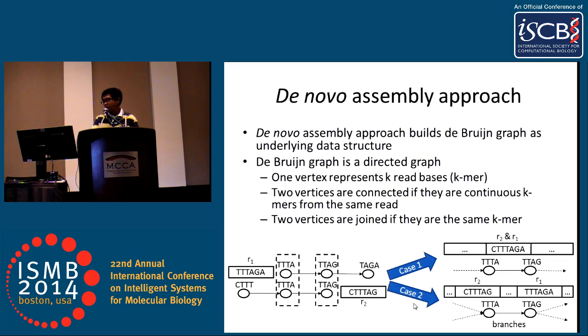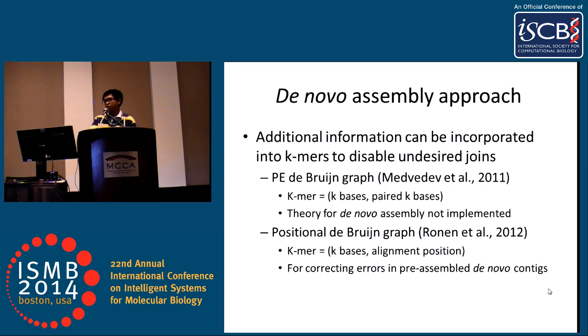However, in case two, if R1 and R2 are in different genome regions, this join would collapse different genome regions into one single path, and this makes the de Bruijn graph hard to traverse and may result in short contigs. So the second case should be largely avoided. And there have actually been several publications to avoid the false positive joins of the vertices.